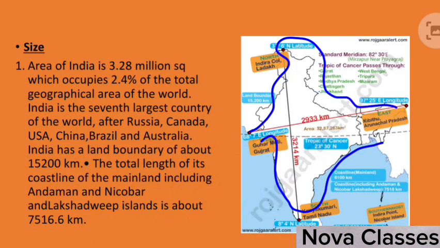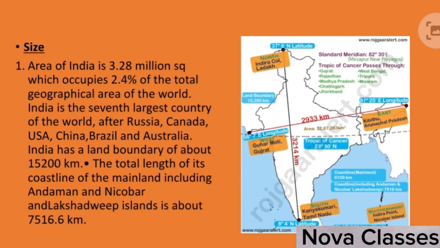Okay, it means land boundary. So the land boundary is 15,200 kilometer. And what is the coastal boundary? It is around 7,516.6 kilometer. Okay, it includes Andaman, Nicobar and Lakshadweep also.